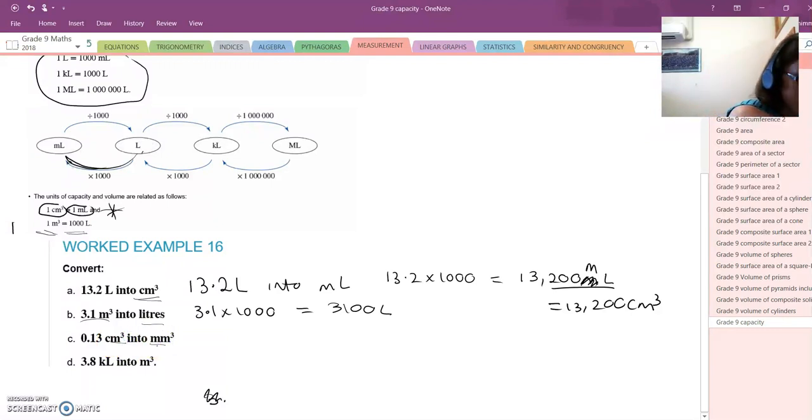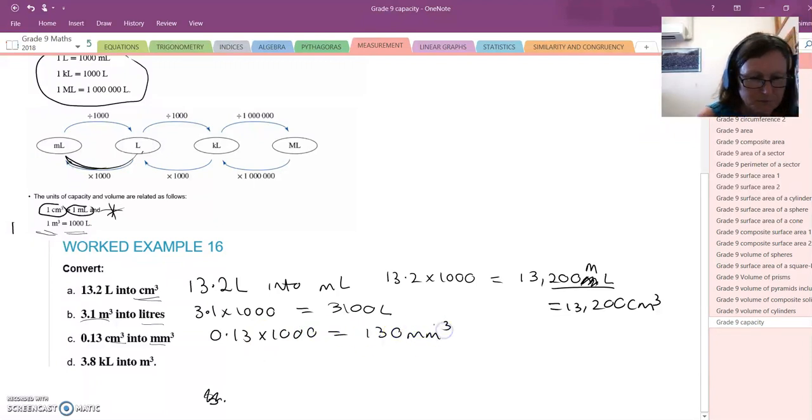The next question is asking us to convert centimetres cubed to millimetres cubed. I haven't copied the conversion table. It is in your textbook. And for centimetres cubed to millimetres cubed, we times it by 1,000. So I get 0.13. I times that by 1,000, and that gives me 130 millimetres cubed.